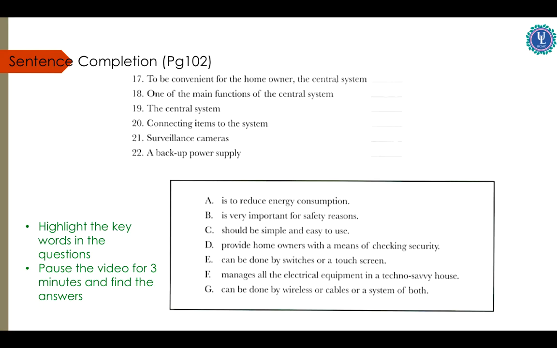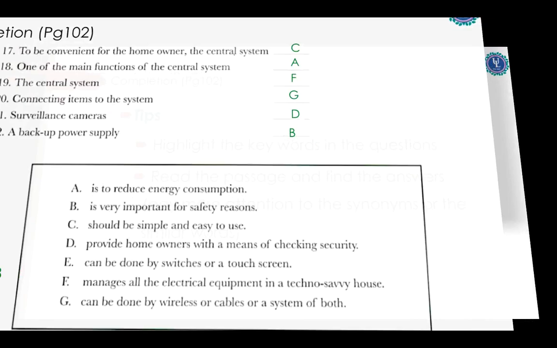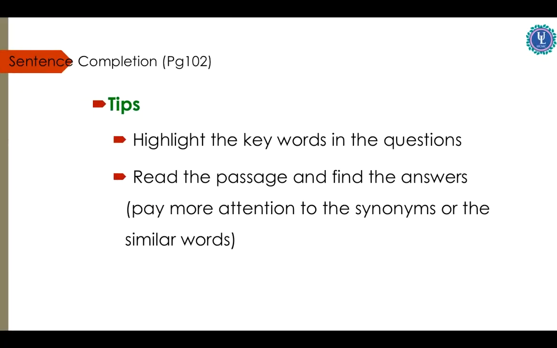It's time to check your answers. Number 17, we have C, 18 A, 19 F, 20 G, 21 D, and finally 22 we have B. Here are the tips for the task. Highlight the keywords in the question, and then you read the passage and find the answers.